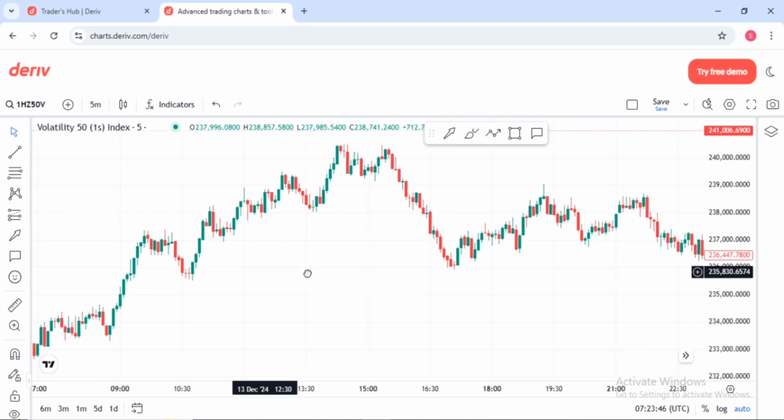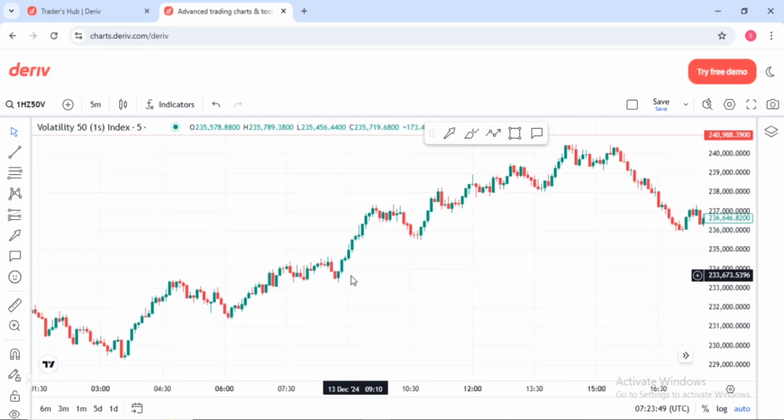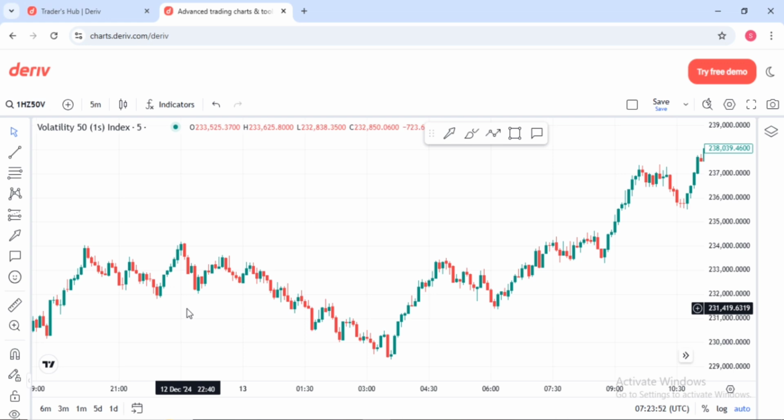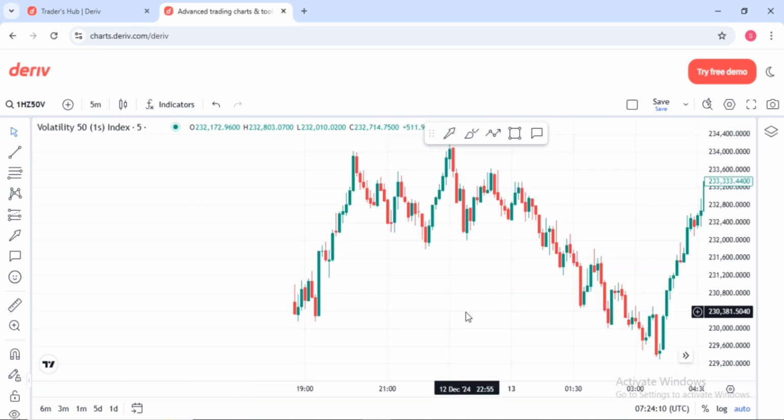Let me look for another one. So to those of you that are not new to this, let me first of all look at this one. There is an uptrend, then a green candlestick, a red candlestick engulfing the green one. This one is a bearish engulfing, and the market reversed.